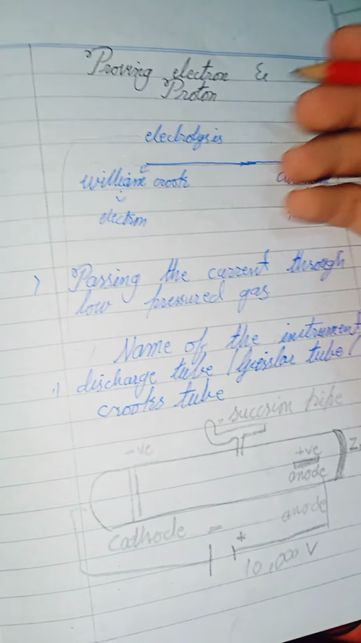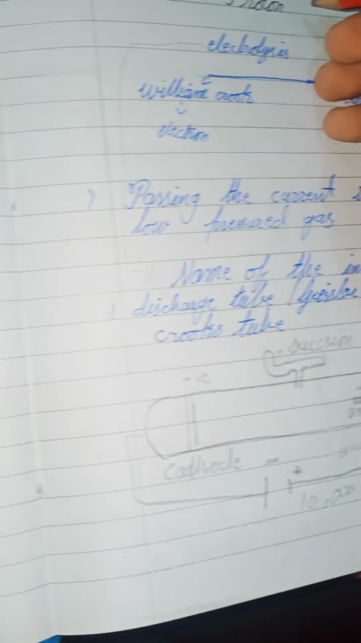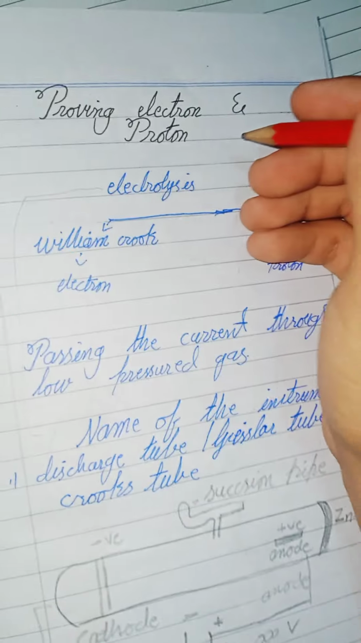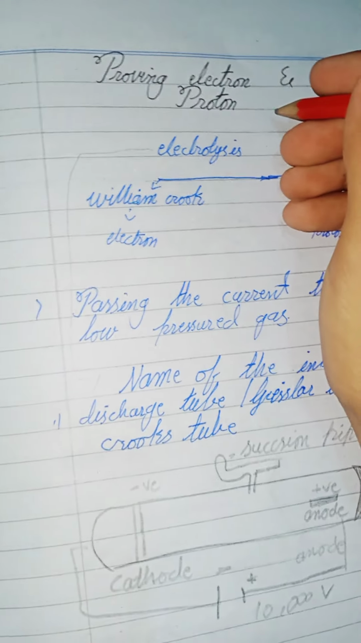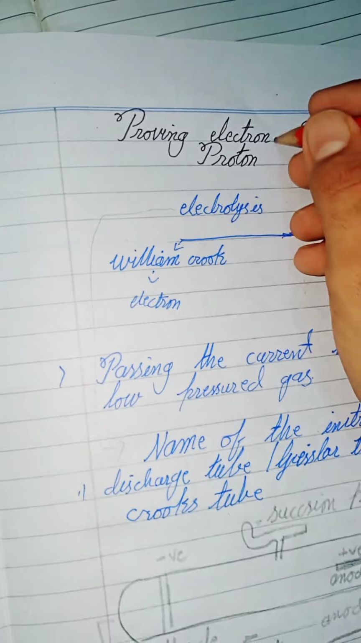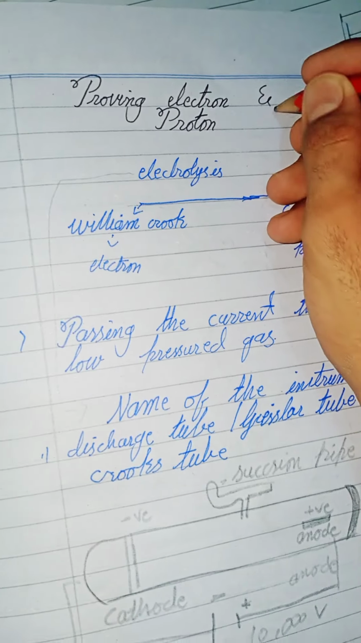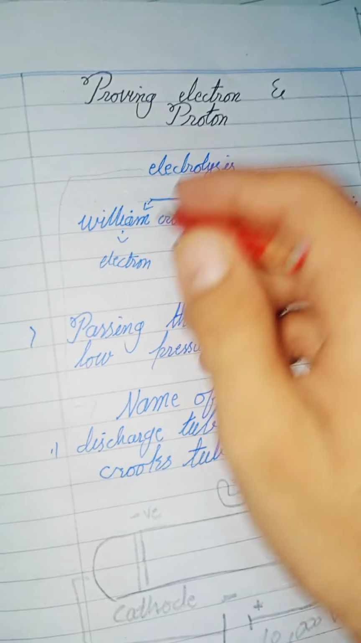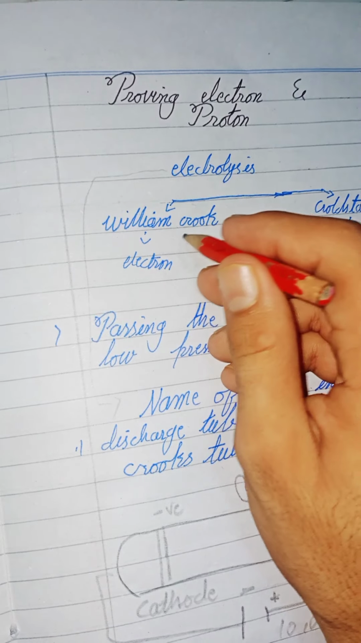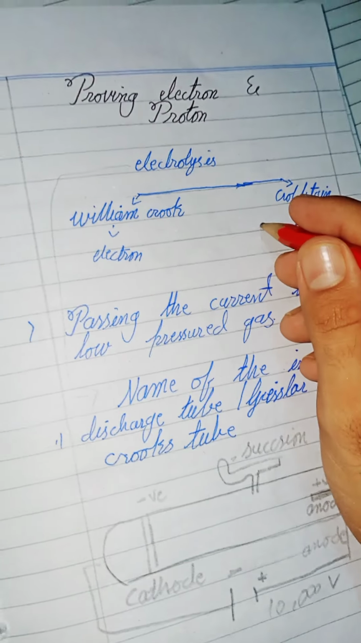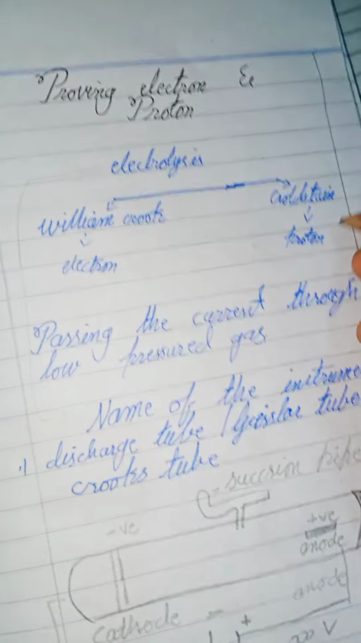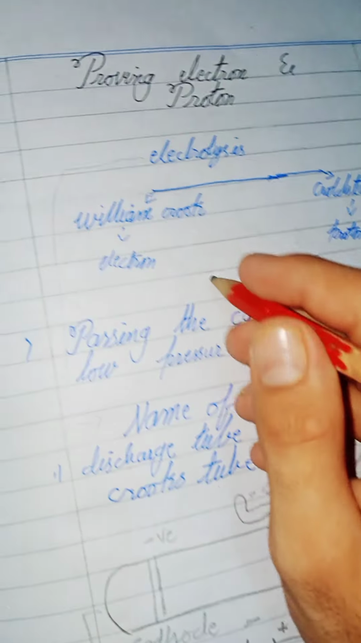Yesterday, or in a previous topic, we also discussed how the electron was discovered. But today we'll be discussing how the electron was discovered by another scientist named William Crookes, and how the proton was discovered. Okay, so let's begin.